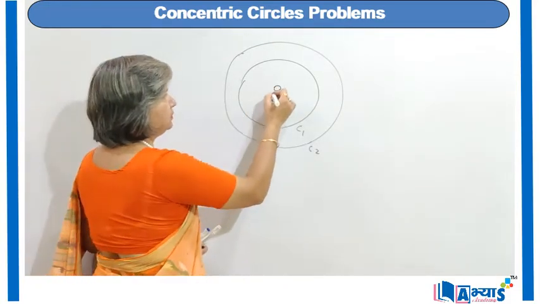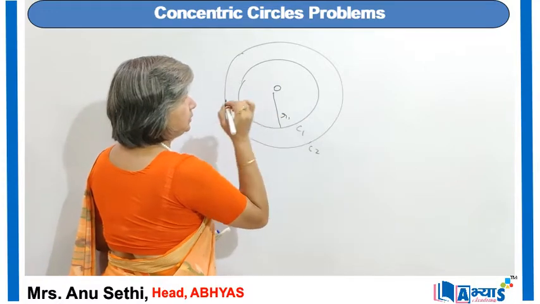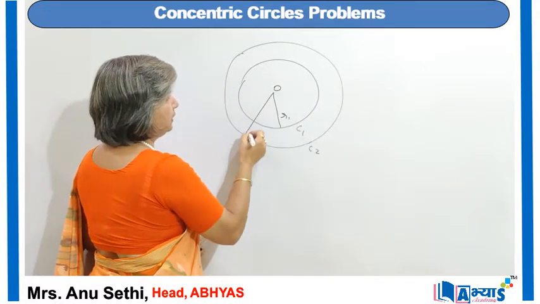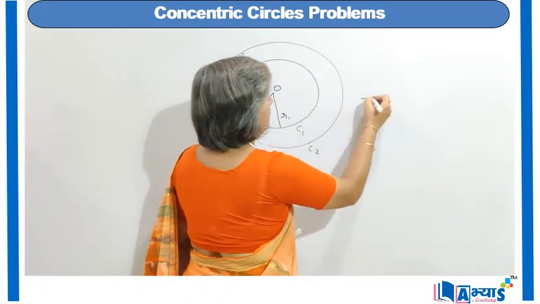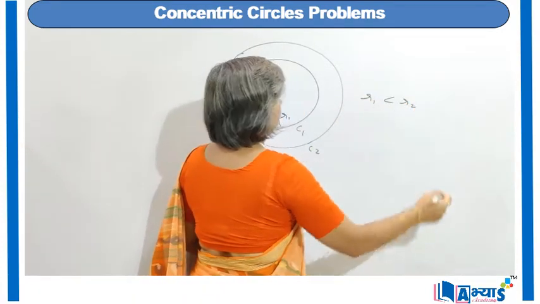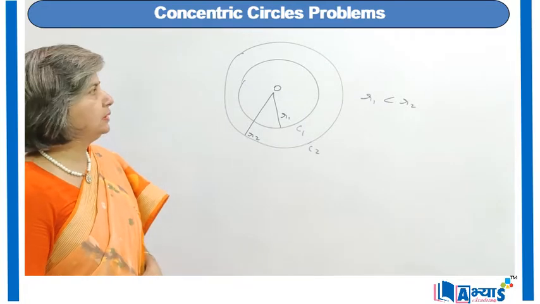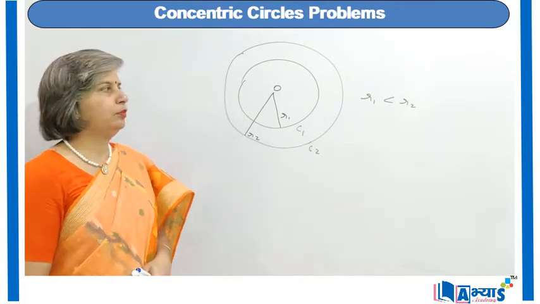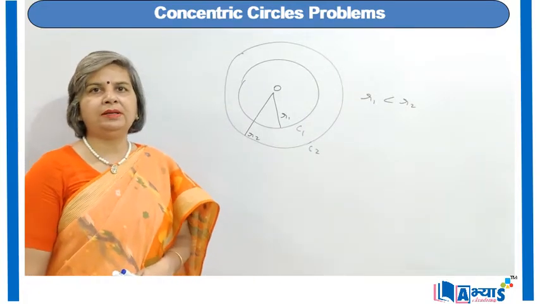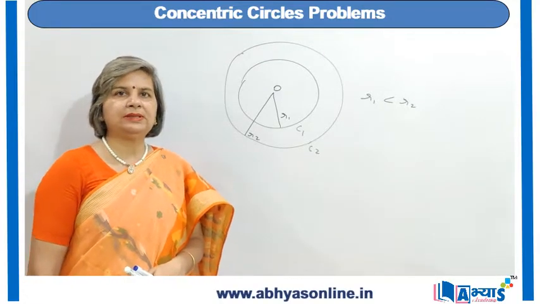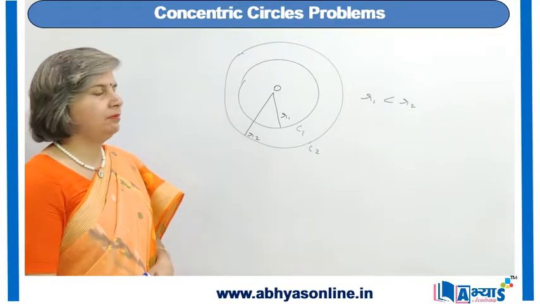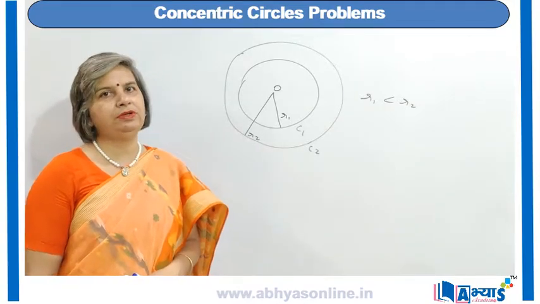Let us suppose the radius of this circle is R1 and the radius of the other circle is R2, then we can say that R1 is less than R2. So in the case of concentric circles, the circles have the same center point but different radii, and there can be any number of concentric circles because in all the cases the center point will remain the same but the radius will be different for different circles.